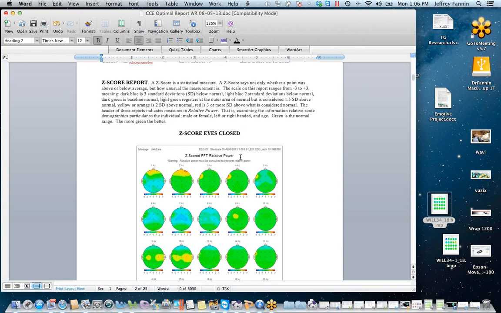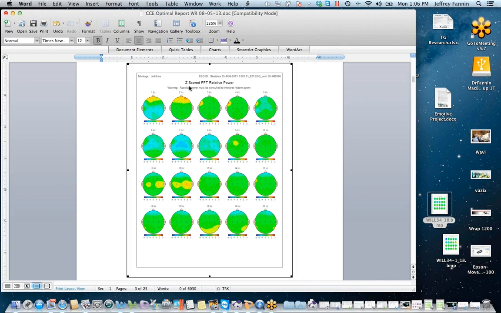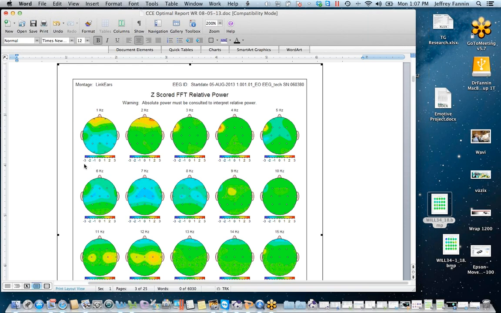The next thing that we look at is called a Z-score report. We're going to look at this eyes closed, and then we're going to look at it again when you're doing the power of intention. Let me zoom in here and I'll explain what the scale is before I tell you all about it. We see a scale here that goes from -3 to +3, and a Z-score lets us measure things like standard deviation. That's what these numbers down here are: standard deviations, or how far away from normal it is.